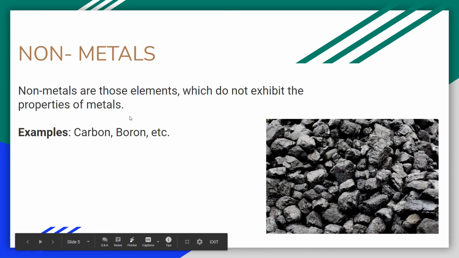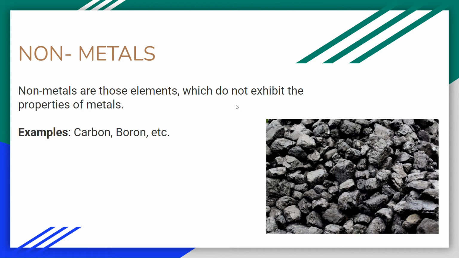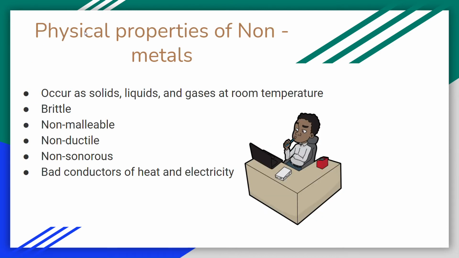Let us talk about nonmetals. Nonmetals are those elements which do not exhibit the properties of metals. Example: carbon, boron, etc. Let us talk about physical properties of nonmetals.